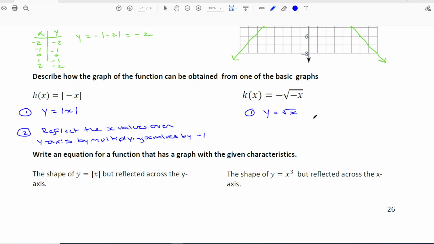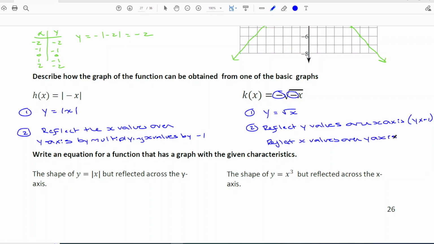This one, we're starting with the absolute value of x. Now, did anybody get confused about this one? I threw them both in. Why not? What is happening to this graph? Well, it's going to be a reflection. So you're going to reflect the y values over the x-axis, and maybe even just put, hey, y times -1. And then you're going to reflect the x values over the y-axis. Take the x values and multiply by -1.